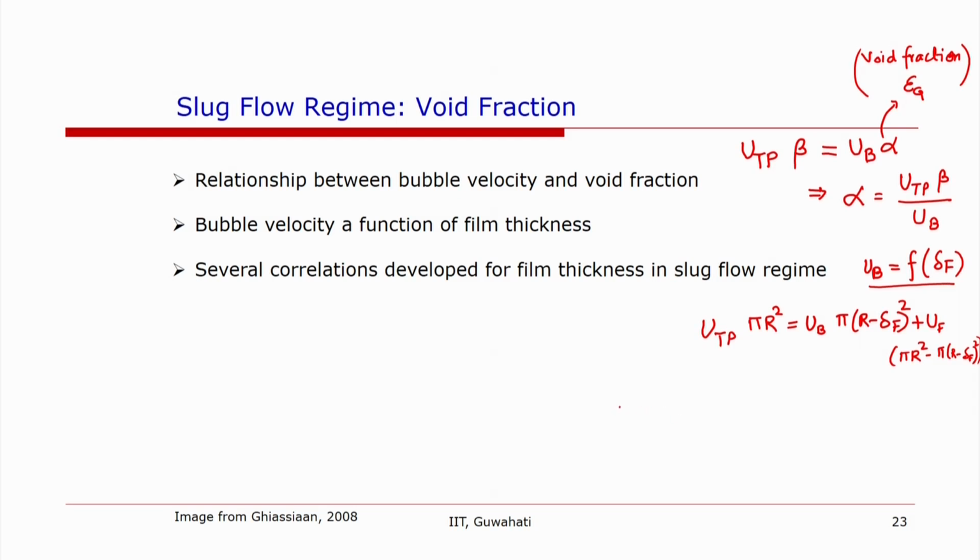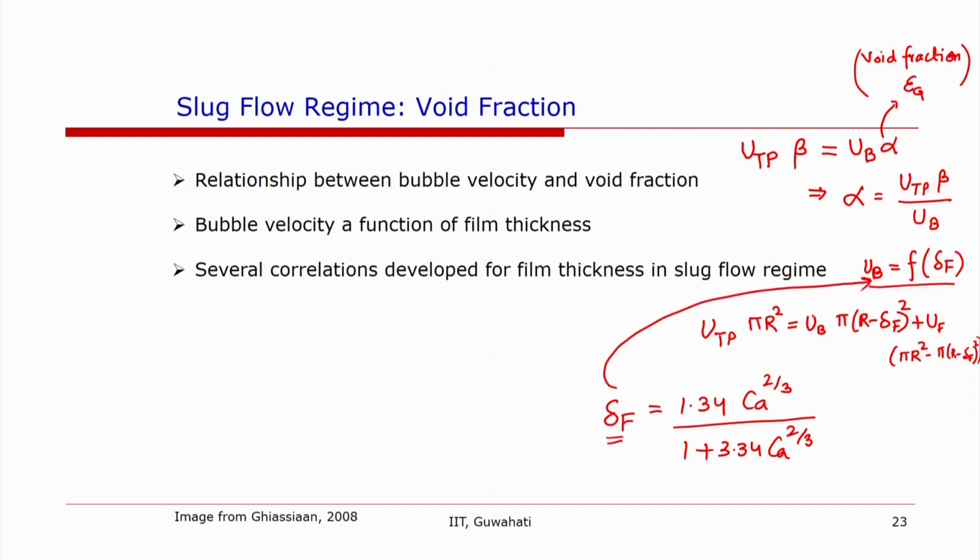Now we have a number of correlations for film thickness, the most popular of them being Bretherton's correlation, 1.34 Ca to the power 2 by 3, and there is an inertial modification which has been derived by Klaseboer. So this is 1 plus 3 by 4, 1.34 Ca power 2 by 3 divided by 1 plus 3.34 Ca to the power 2 by 3. So one can use this correlation for film thickness, and from this one can obtain bubble velocity, and once one has obtained bubble velocity one can substitute here.